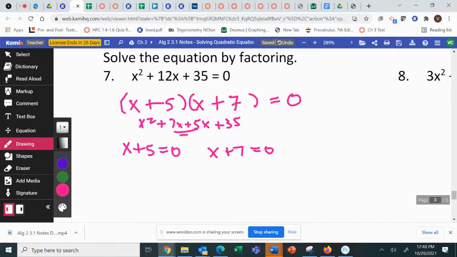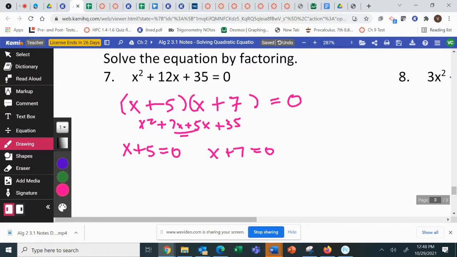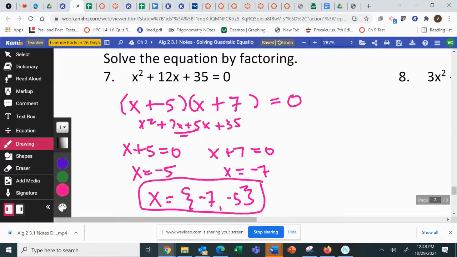And then we solve each of those. Subtract 5, subtract 7. When I'm done, I should have the 2 solutions for x. Remember, I just put -7 first. Why? Least to greatest, yeah. And even though the 7 looks bigger, it's more negative, so it's least. Okay, so same stuff, question 8.